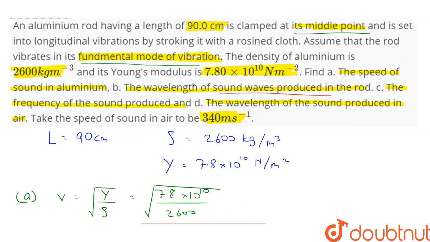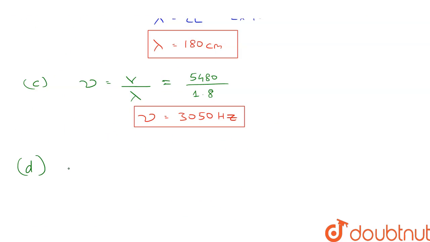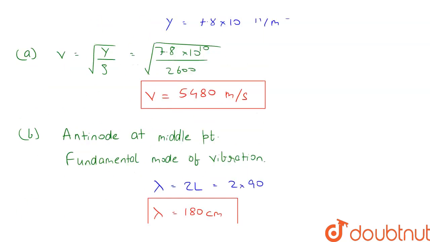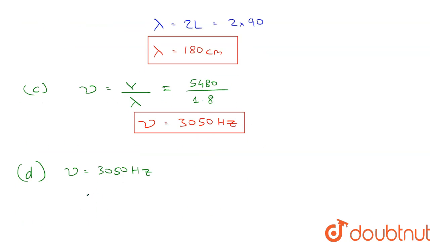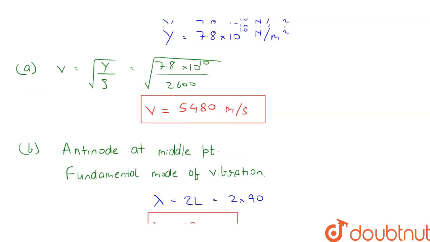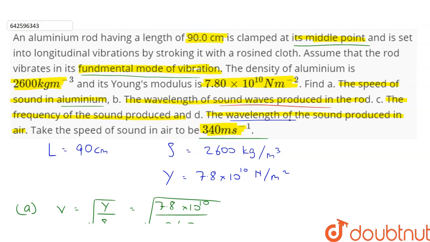The frequency of sound passing through air will be equal to the frequency of sound passing through the aluminum rod. Therefore, nu will be equal to 3050 Hertz for the sound traveling through air. We are given the speed of sound V in air is equal to 340 meter per second, and we are told to find the wavelength of sound produced in air.